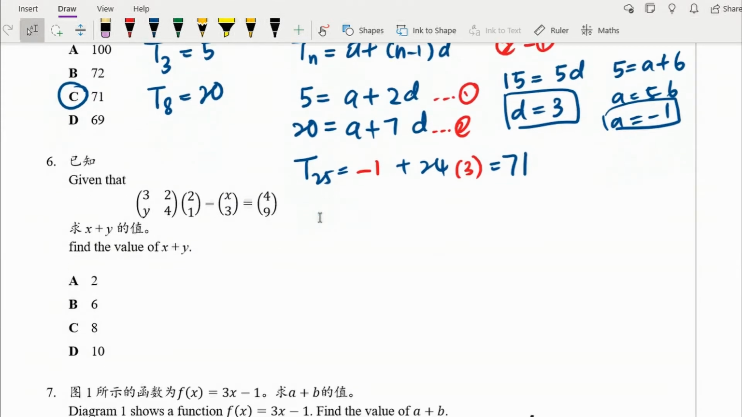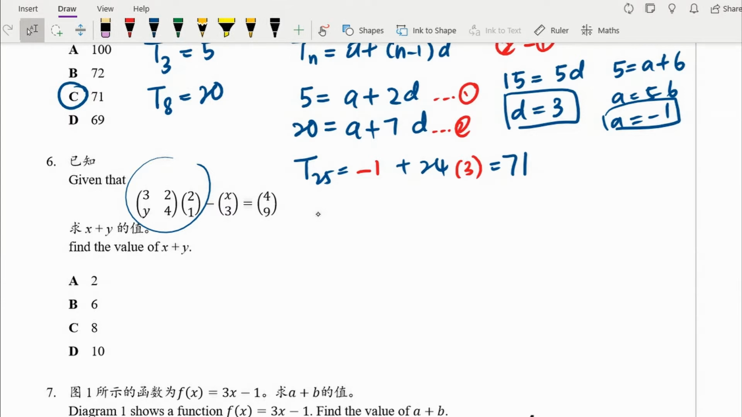Okay. Again, if you are not sure, just press your calculator. The next question is a matrix question, and I think we just did it for the past year math paper 1. So we want to find the value of x plus y. First we try to expand this part here, then we can just compare row by row.